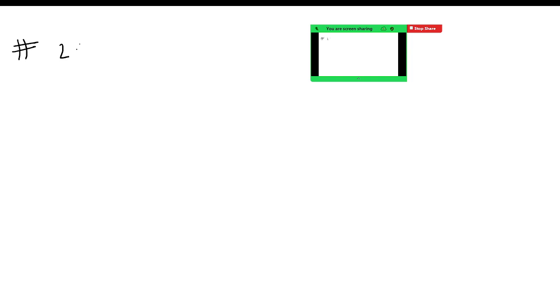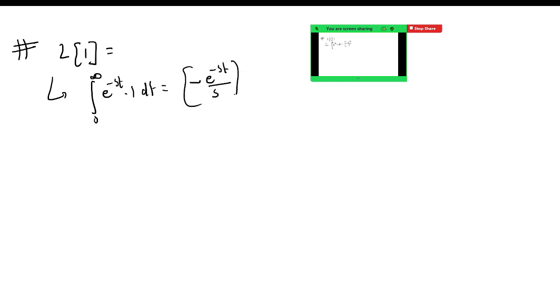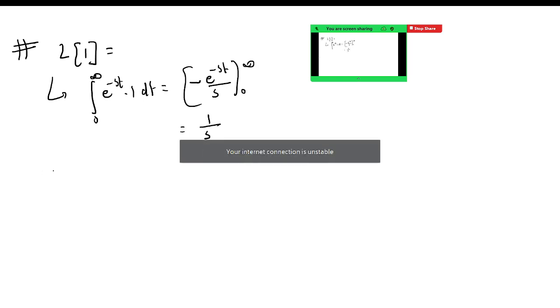Let's say if I tell you Laplace of 1. So how can you calculate Laplace of 1? First I'll go 0 to infinity e to the power minus st into 1 dt. So this will be equal to minus e to the power minus st divided by s, and we will integrate from 0 to infinity. So this value will be 1 upon s, right? So Laplace of 1 is 1 by s.